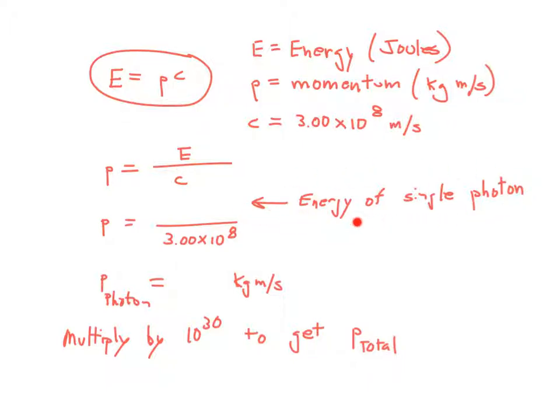Those photons we calculated in part A, the energy of a single photon divided by the speed of light will give you the momentum of one of these single photons in this particular problem. Energy of the photon divided by the speed of light, momentum of the photon. Then if you have a whole bunch of photons, in this case 10 to the 30th photons, you're going to multiply by 10 to the 30th to get the total momentum of that beam, of that laser beam. And that will solve the problem for you.